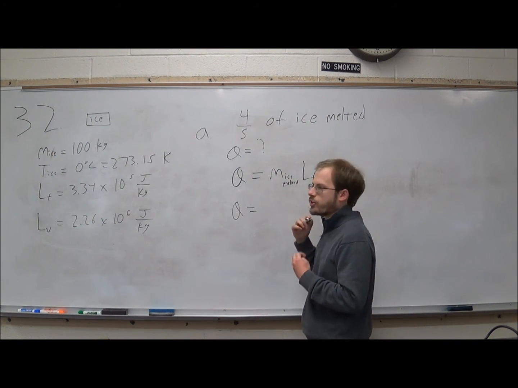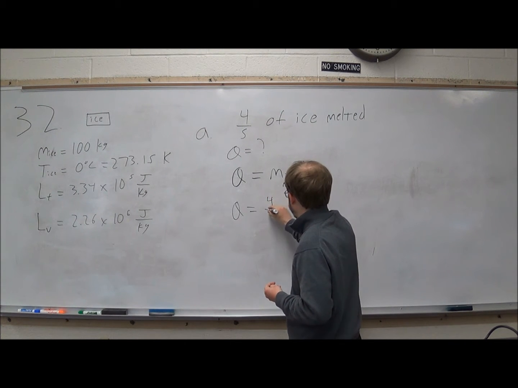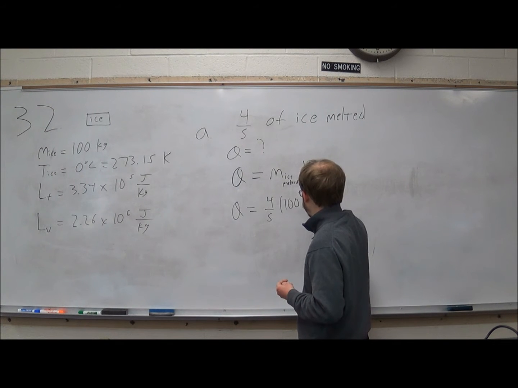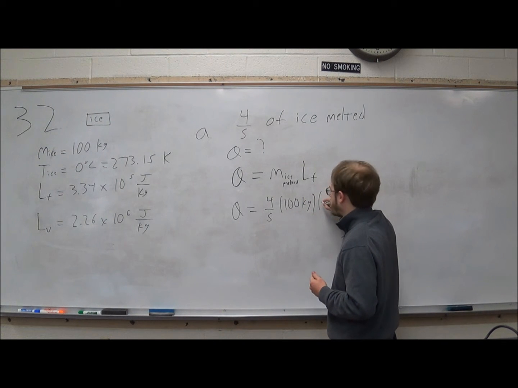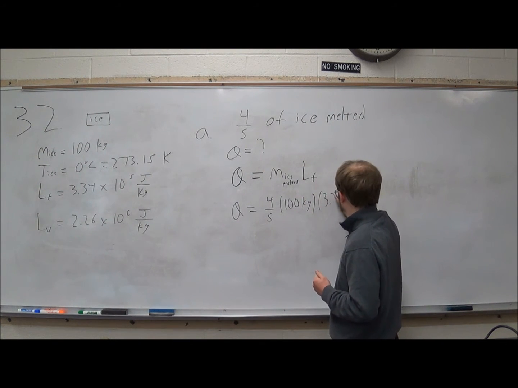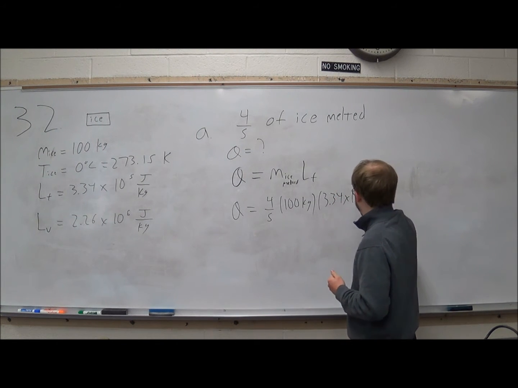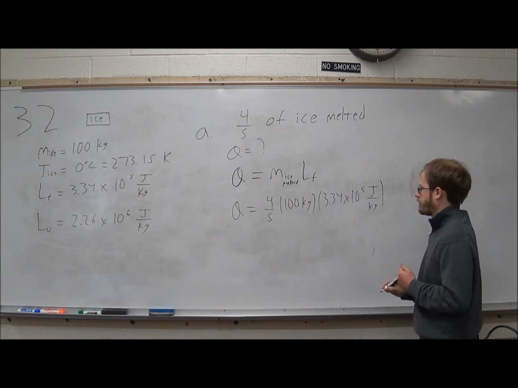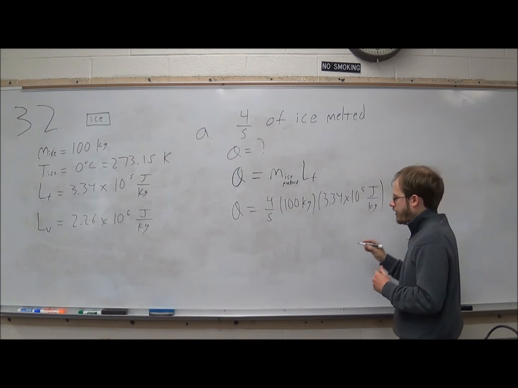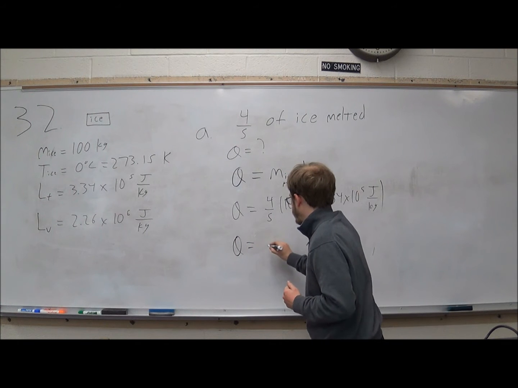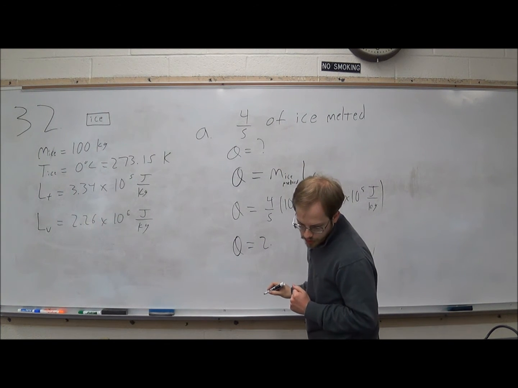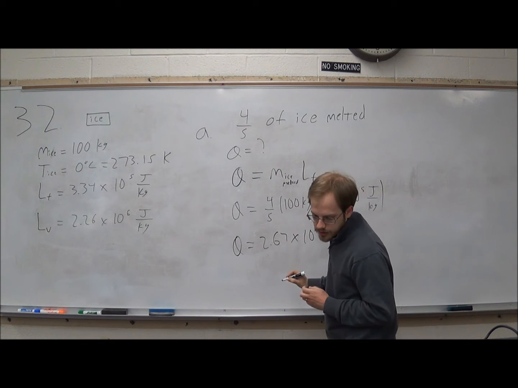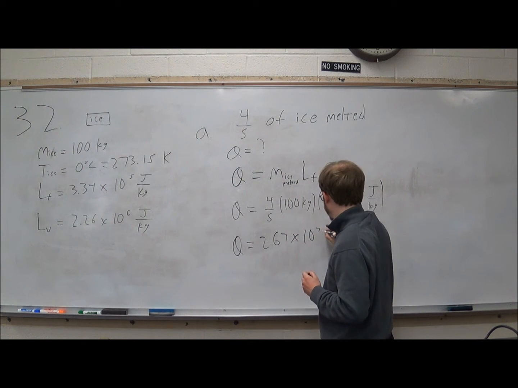Okay. So the ice melted here is 4/5 of the total. Put in here 4/5 times 100 kilograms times the latent heat of fusion. And then, plugging all these numbers in, we end up with 2.67 times 10 to the 7 joules.